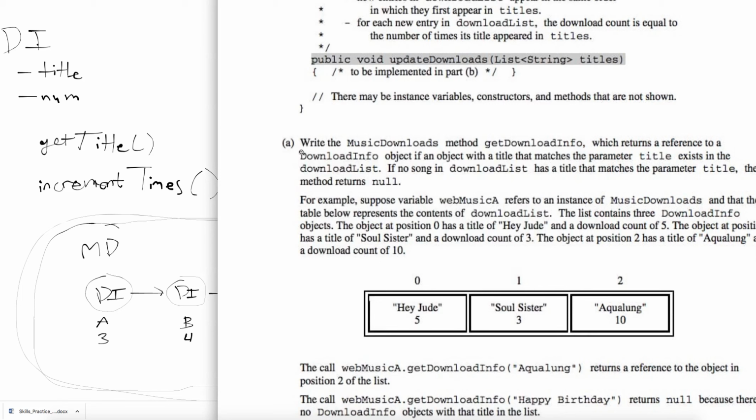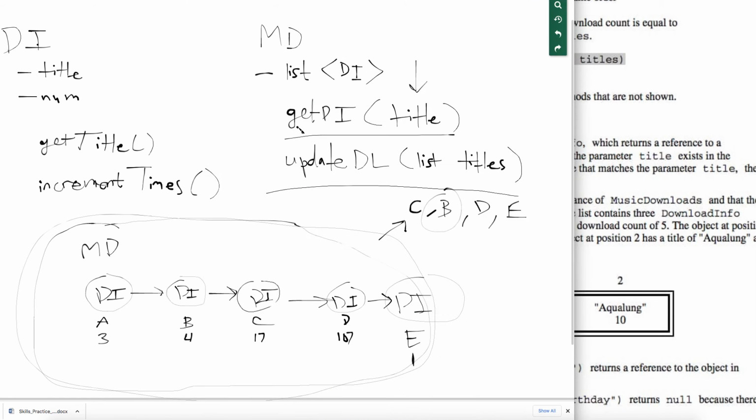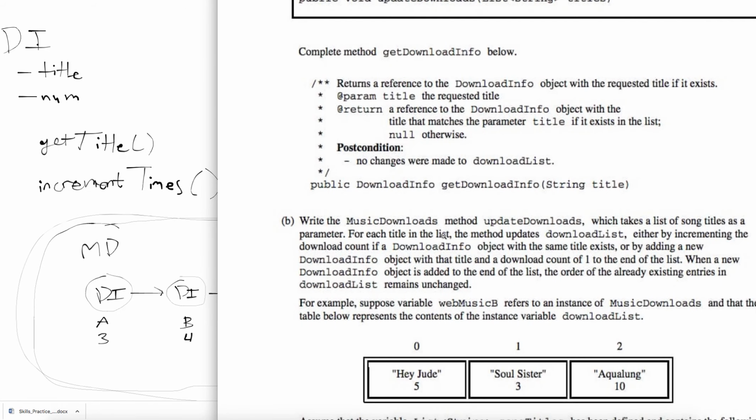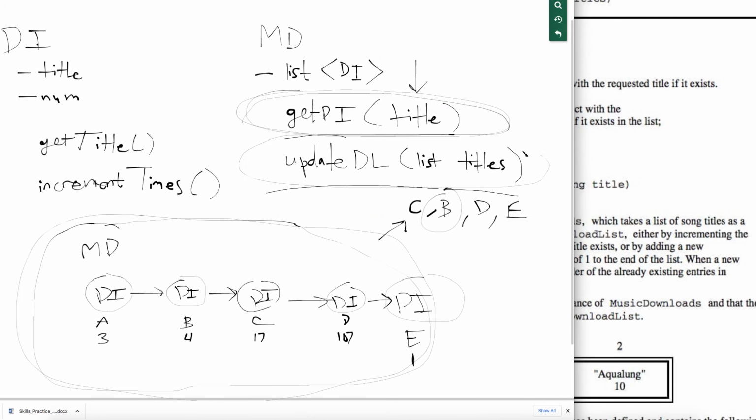Like for instance, here with A, it's saying write the method get download info. So that's what we need to do right here. We got to write this guy. We got to define him so that it works properly. And then what about for part B? What is that asking you to do? It's write the update downloads method. Which one's that one? That's this one right here that we just talked about. So you got to write that one.